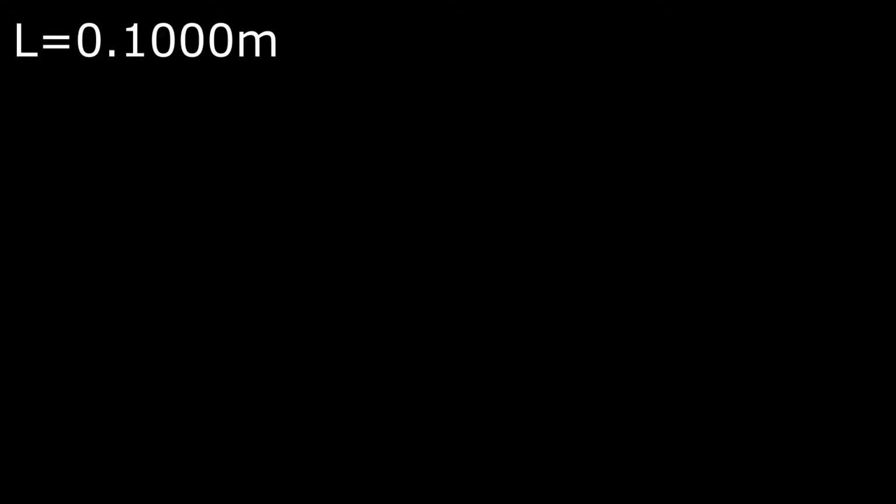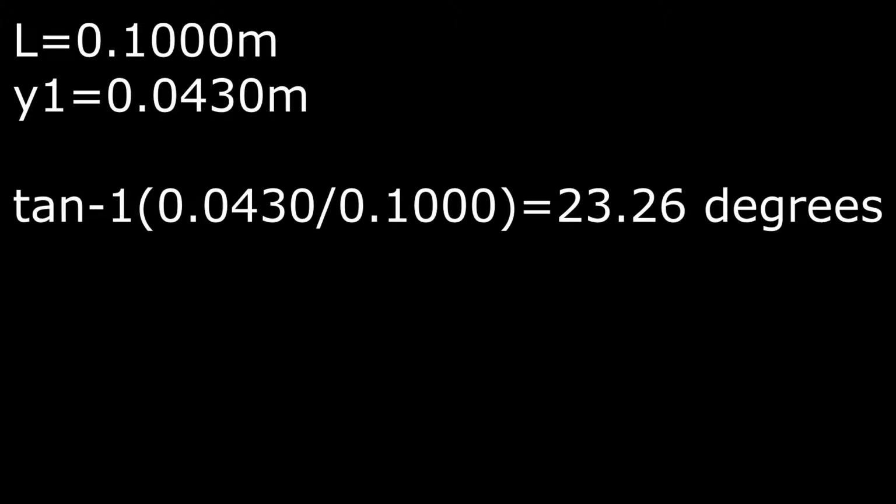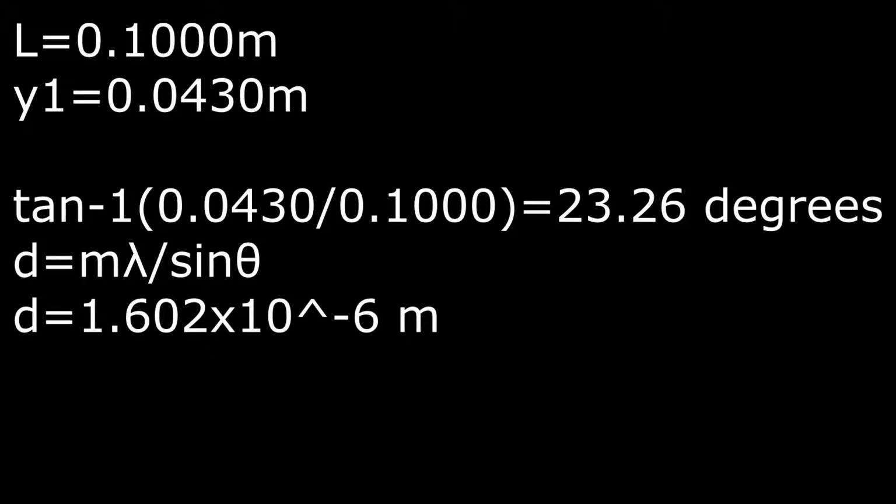So for the third experiment, we were trying to find the spacing of a diffraction grating, and so we used pretty much the same setup that we did for finding the spacing of the double slit and the single slit, except we now had to change L to be 0.1 meters because the distance between the bright fringes is just much bigger with the diffraction grating. So we measured y1 to be 0.043 meters, and using the tan inverse equation, we got an angle of 23.26 degrees. And then plugging that into the d is equal to m lambda over sine theta equation, you get d is equal to 1.602 times 10 to the minus 6 meters.